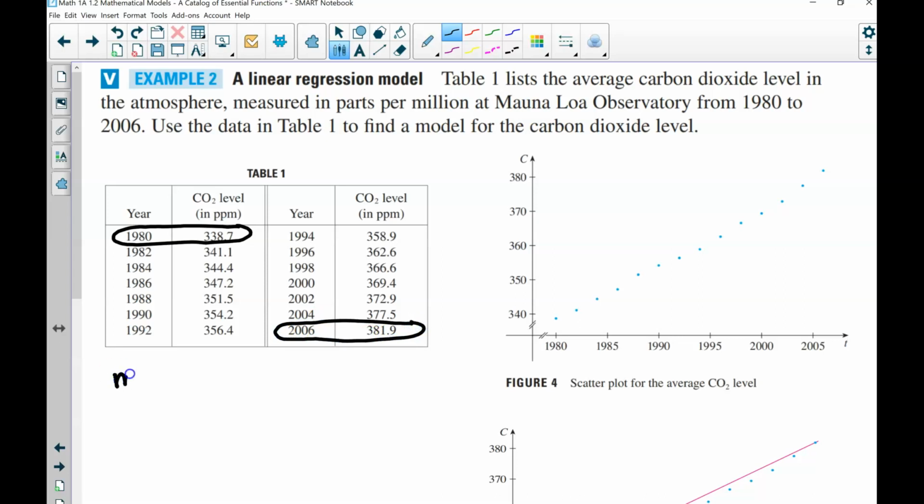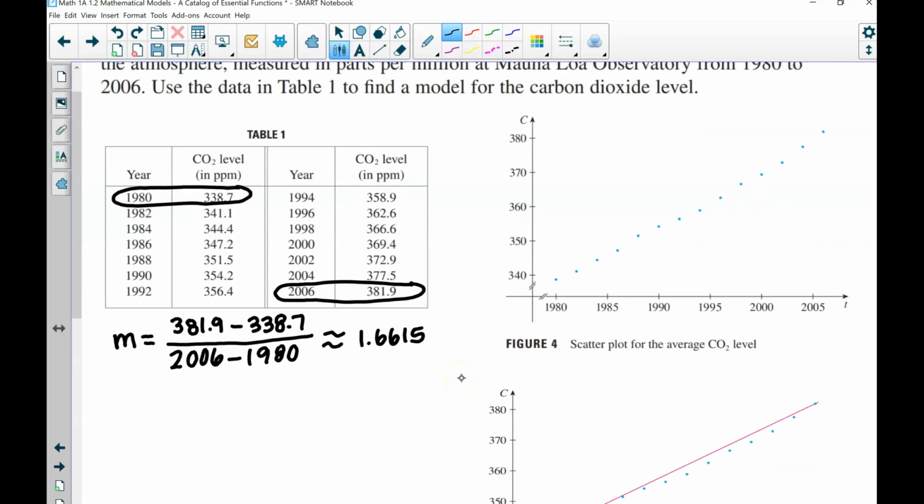In order to find the slope, we just use our slope formula. We would take y2 minus y1, all over x2 minus x1. And so we would approximately get the slope to be 1.6615. Now we want to determine the equation of the line through those 2 points.